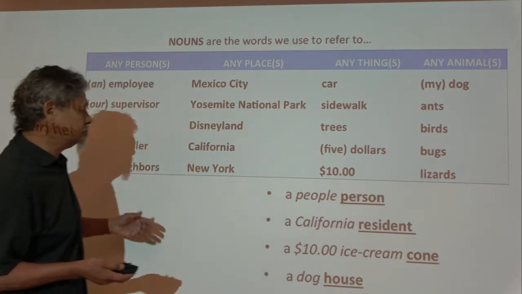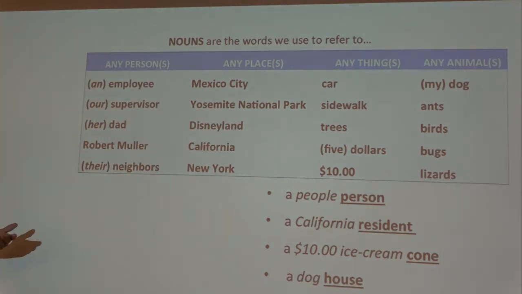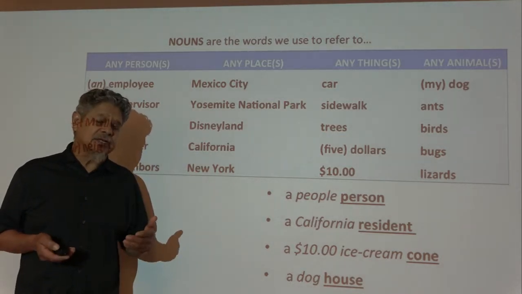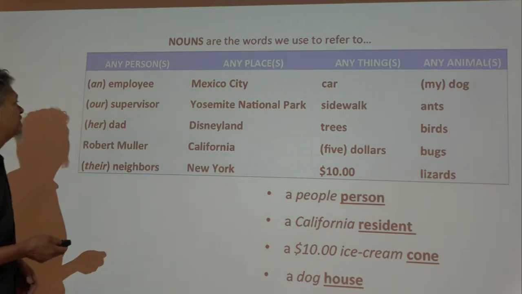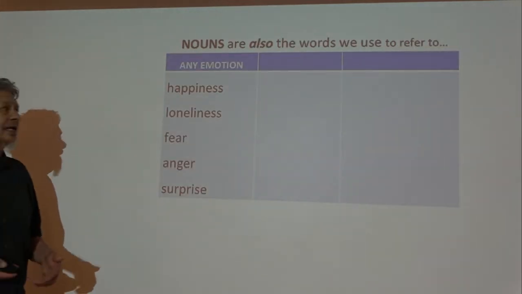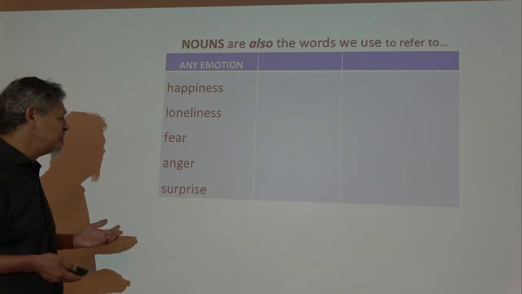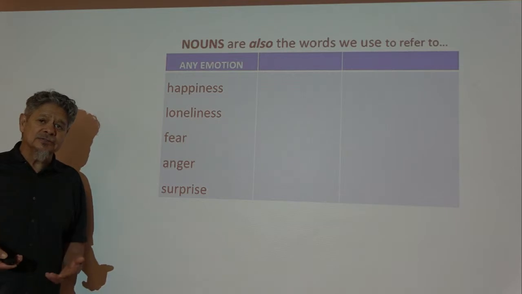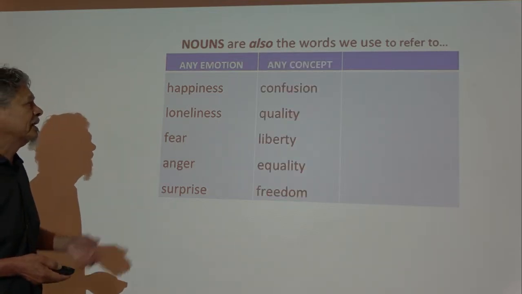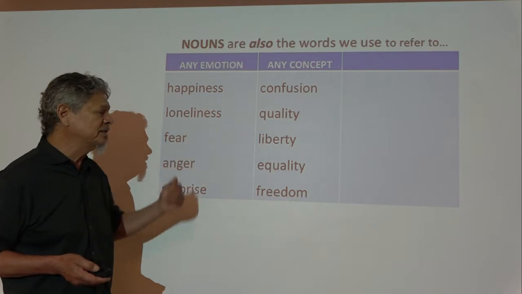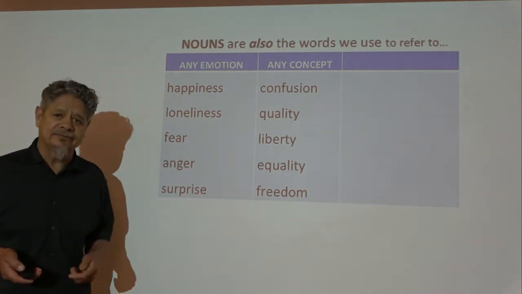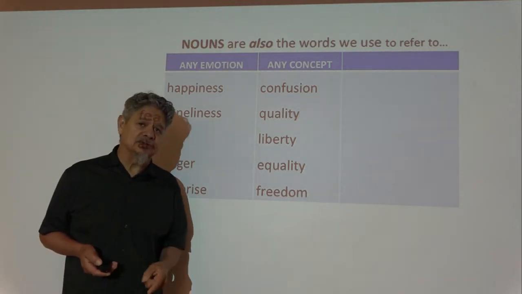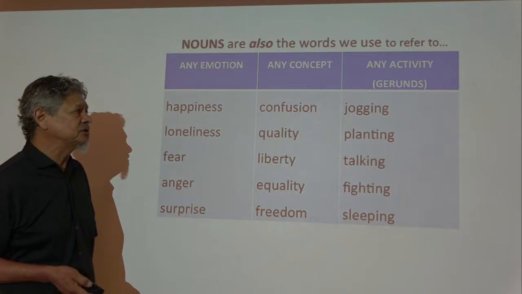And so, now I want to show you that nouns are words that we also use to refer to our emotions as happiness, loneliness, fear, anger, surprise. And we also use nouns to refer to concepts as confusion, quality, liberty, equality, and freedom. And then we have one last group of nouns, which is very special.